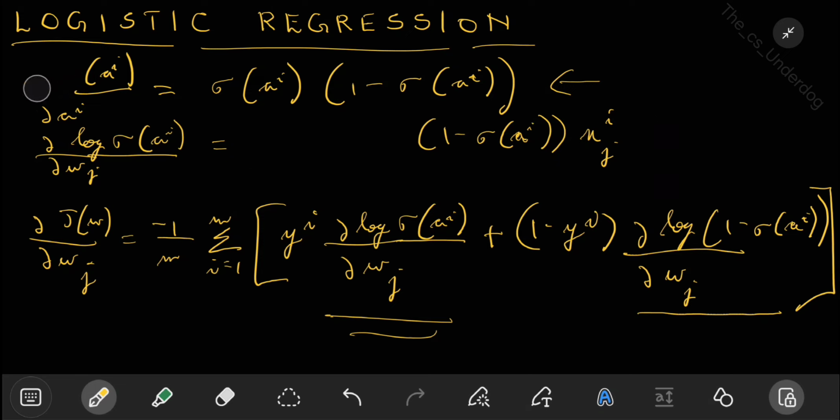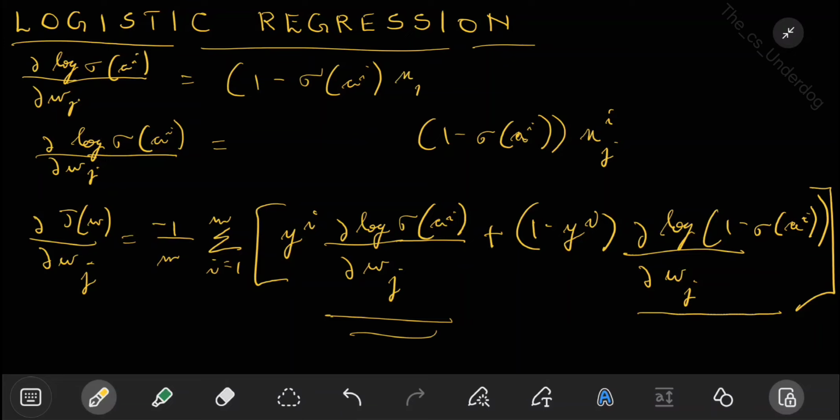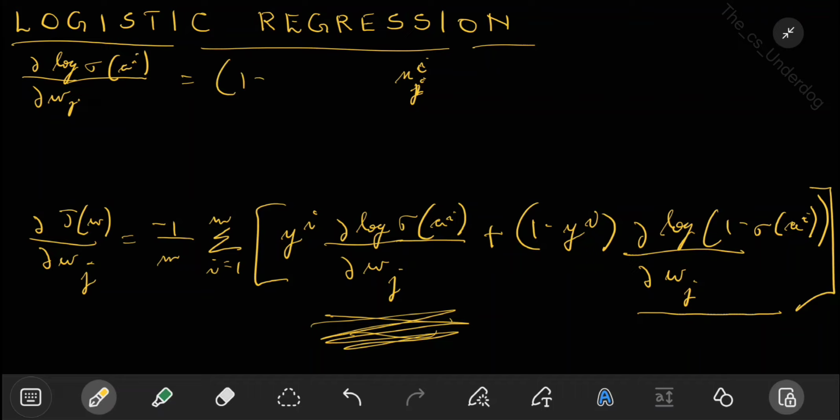This is what remains, so I'll write it on top. Del by del Wj of log sigma ai can be written as 1 minus sigma ai into xji.